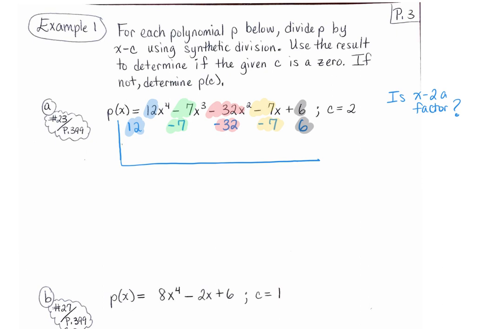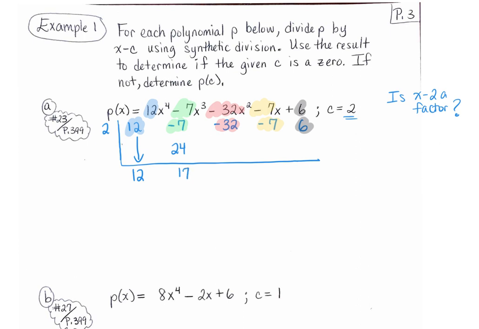Now c is 2, so we're going to put this 2 here. You always bring your first term down, so 12. Then 12 times 2 is 24. Then we add. Negative 7 plus 24 is 17.